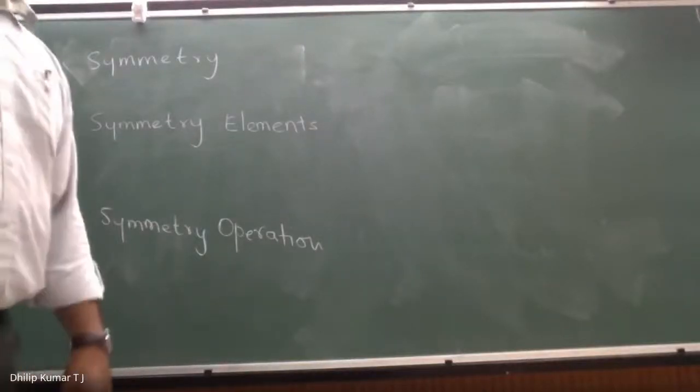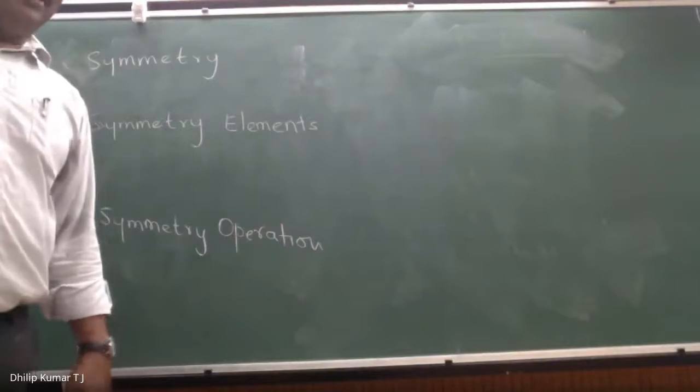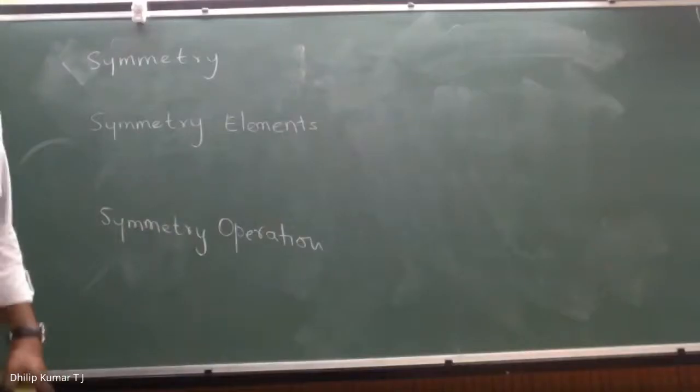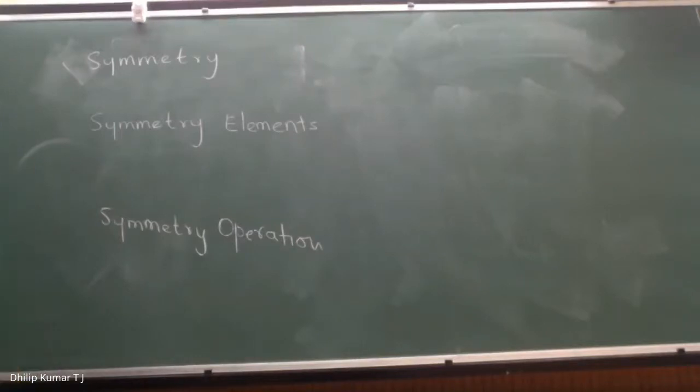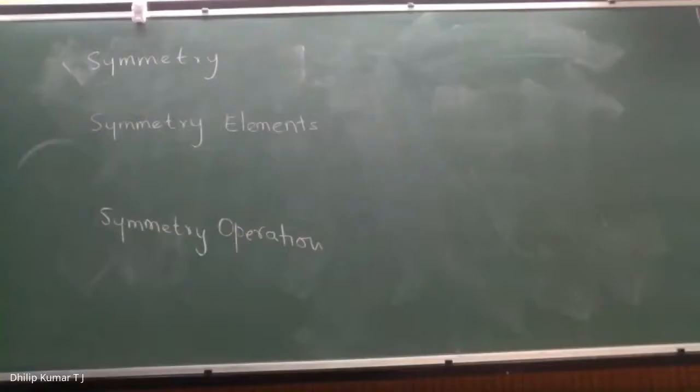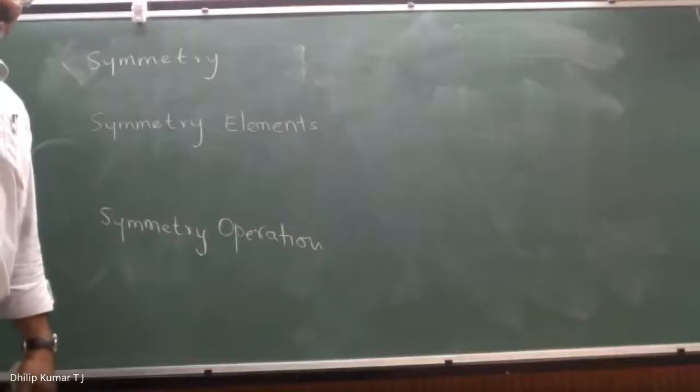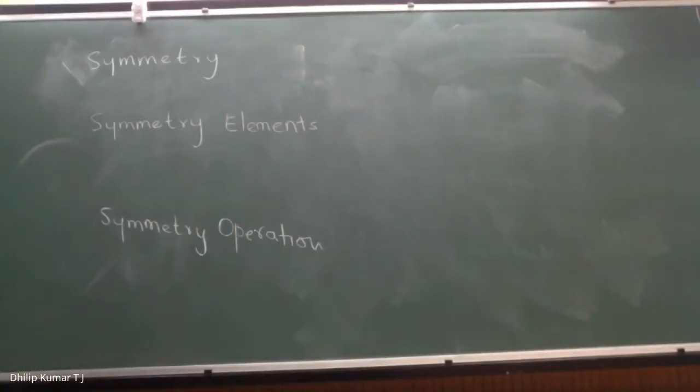Point group. Have you gone through what is called a point group? Yes, sir. Most of you. So how do you get that point group? By symmetry elements. So we perform symmetry operations. Okay, symmetry. Every molecule in chemistry can be classified with a point group.